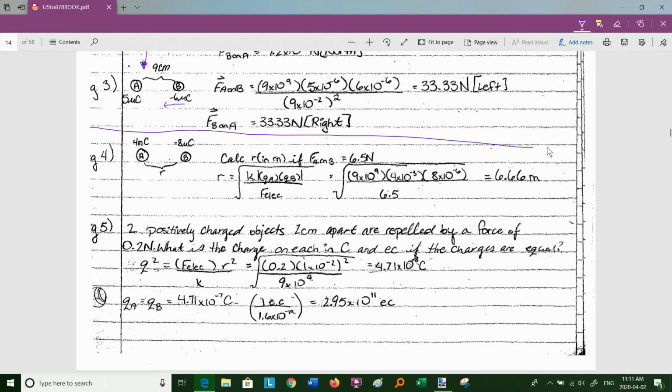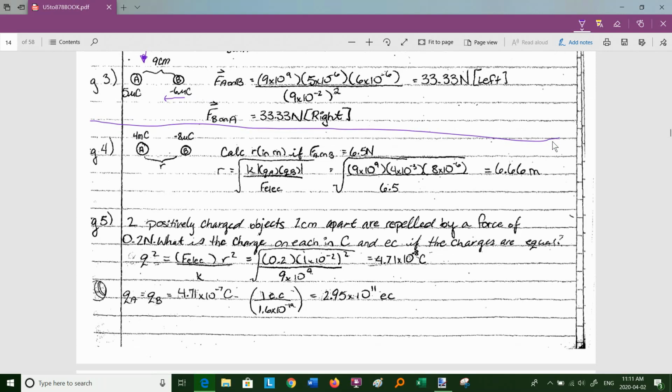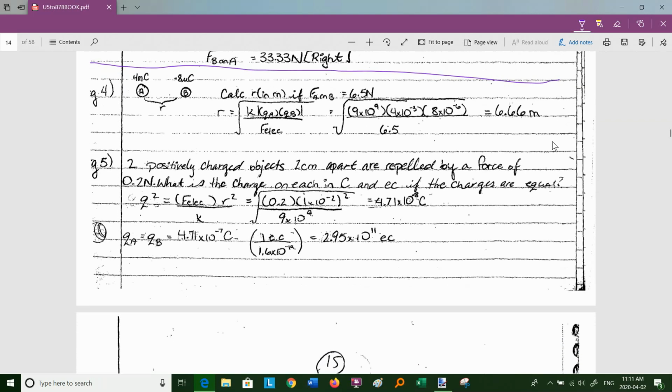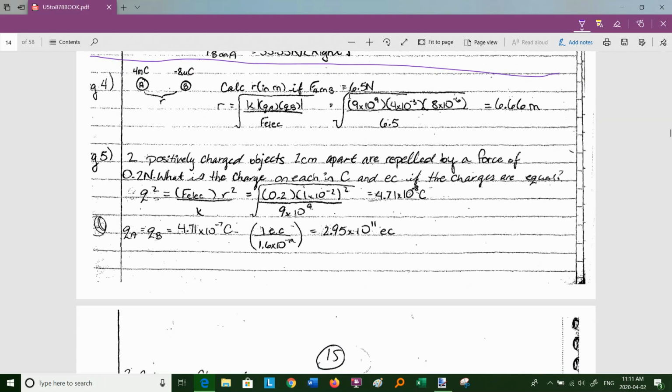Okay? Now we can get varieties of questions. Here, in example 4, you're given the force, 6.5 newtons. A on B is 6.5 newtons, and that would be directed to the left. Then I isolate for R, so R is the square root of K QA QB over the electric force. So 9 by 10 to the 9 times 4 by 10 to the -3 times 8 by 10 to the -6 divided by 6.5, and you get 6.66 meters. So given the force and the charges, you can get the distance between the two objects.